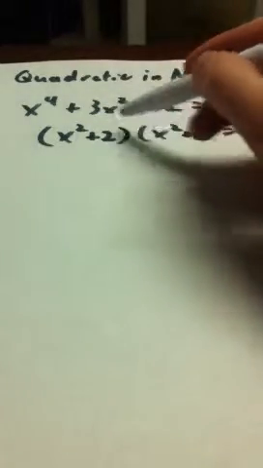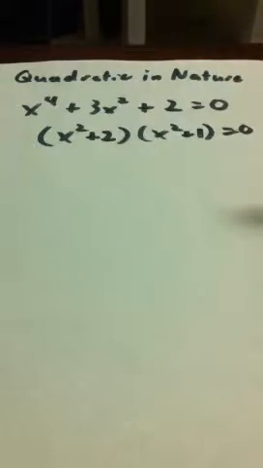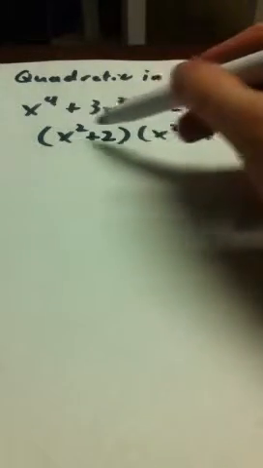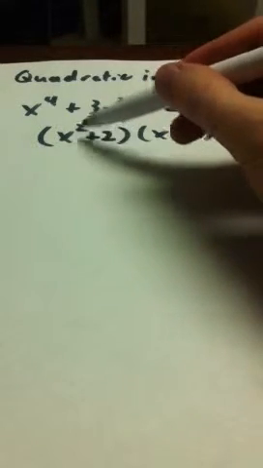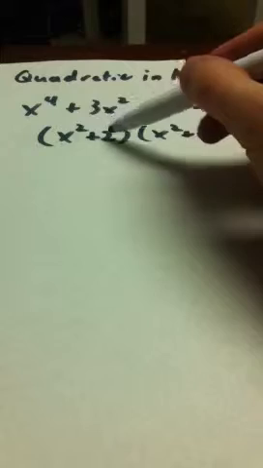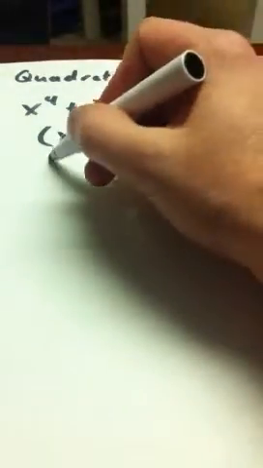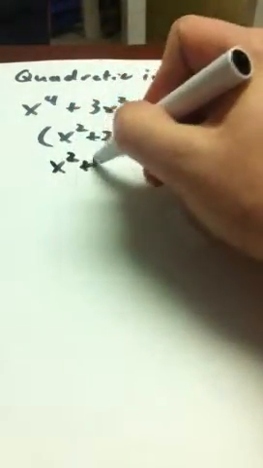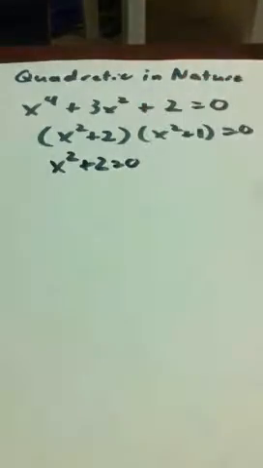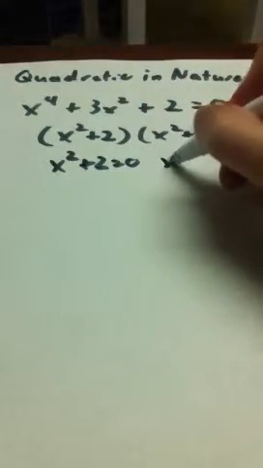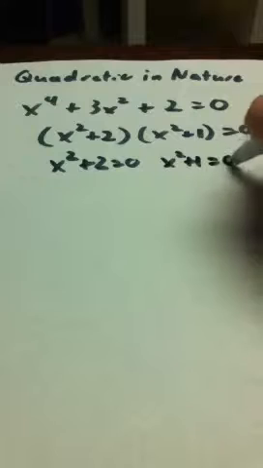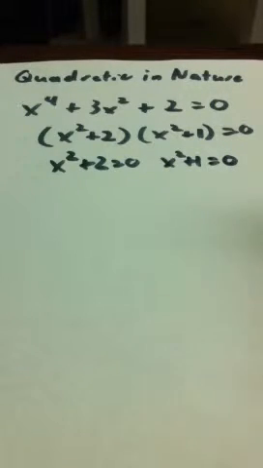Alright, so now I've got each of these parentheses, each of these factors are quadratics, and I could see if I could factor them further. And I'm missing that middle term, that x term, and so the only way this even works is it has to be a subtraction in here, which it's not for either of these cases. So I'm just going to set each factor equal to 0, which again is what we do when we solve. So I've got x squared plus 2 equals 0 and x squared plus 1 equals 0.